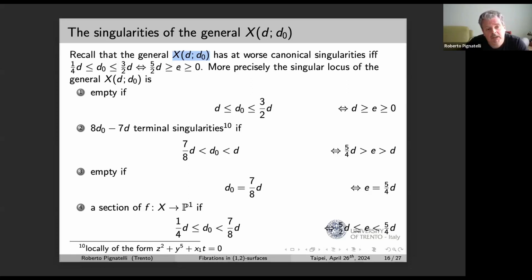And if the index of the Hilbert surface is small, which in these inequalities corresponds to having D0 big, so D is fixed, and D0 at least D up to the maximum, 3/2 of D. The maximum 3/2 of D corresponds to having P1 times P1 as elliptic surface. So then the singular locus is empty, which means that the general element in my unidirectional family is smooth.